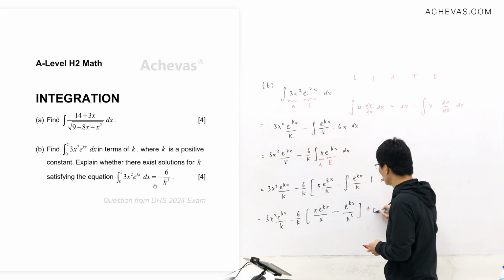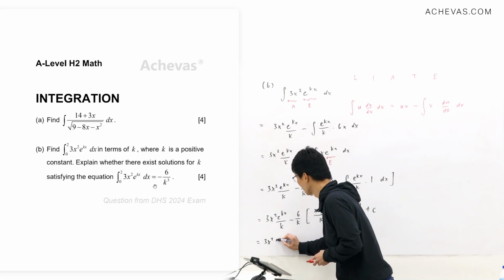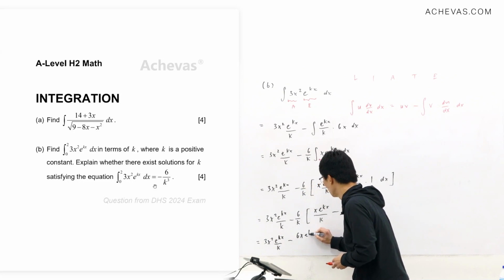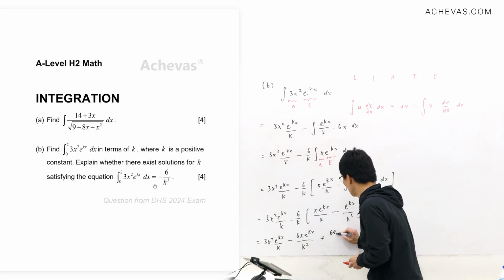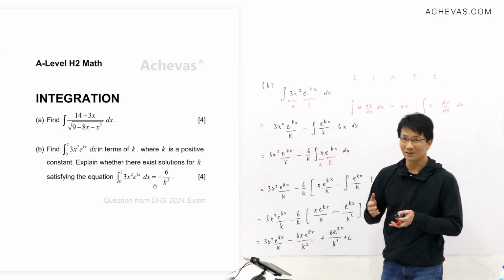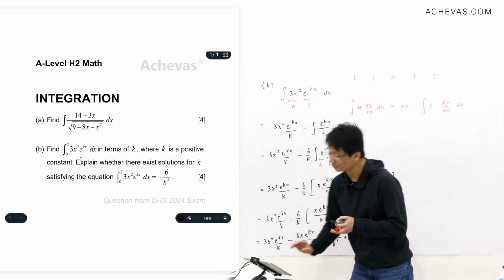And don't forget to put your plus c. Maybe I'll just multiply everything out. I will get this minus 6x e to the power of kx over k squared plus 6e to the power of kx over k cubed plus c. So now I've done my integration. Now it's time to put in the limits. And the limit is given to be from 0 to 2.